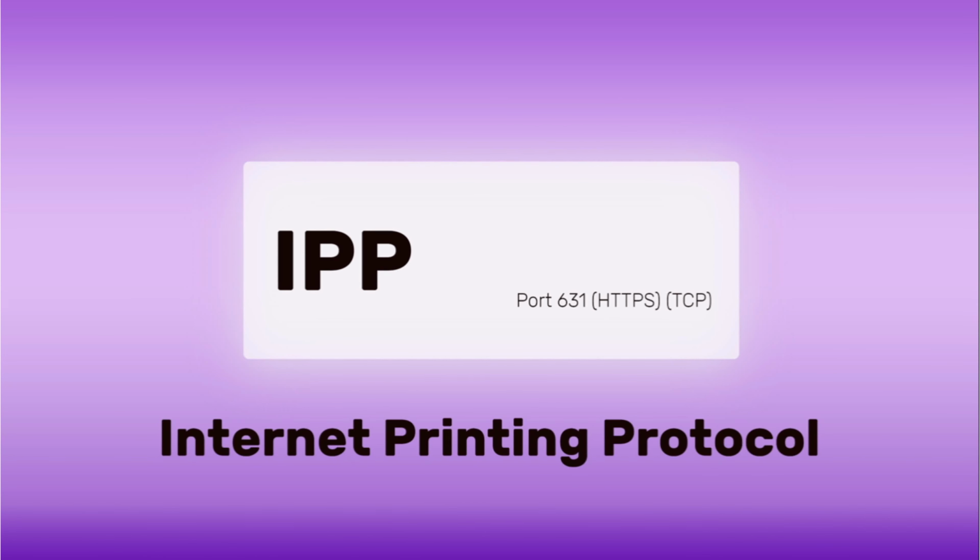So this protocol is used for printing over the internet. Most printers have the feature of printing over the internet, and they use the Internet Printing Protocol, which uses port 631 with HTTPS over the TCP protocol.